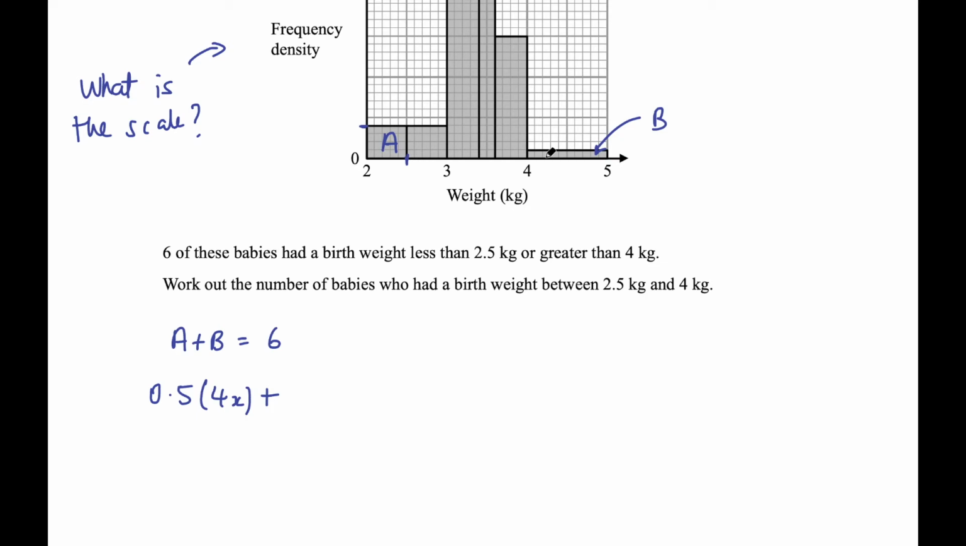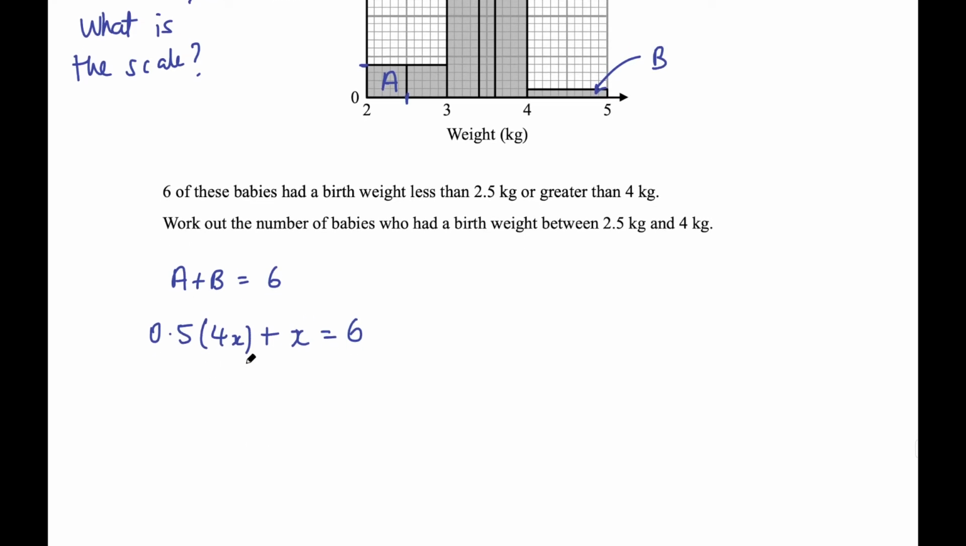So this would be 1 times 1. In other words, just x, that unknown. And this equals 6. That's the equation you need to come up with in order to find the scale for the vertical axis. Once you've got that simplified, so half of 4x is 2x plus x equals 6. And then 3x equals 6, therefore x equals 2.